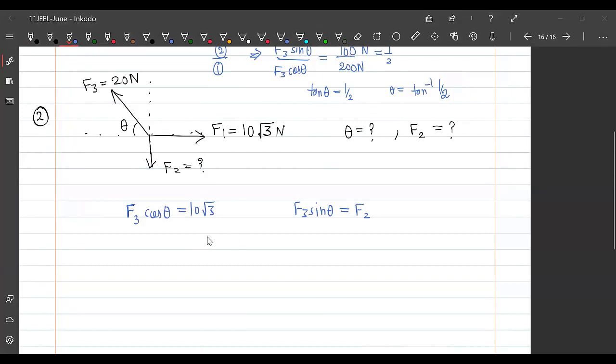So we know F3, we know F1, we don't know F2 and theta. Do the calculation. If you do the calculation, you get F2 as 10 Newton. And the value of theta will be 30 degrees.